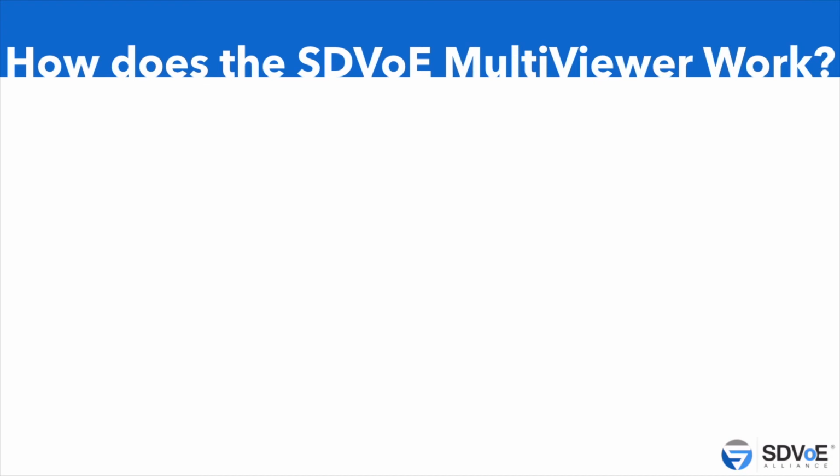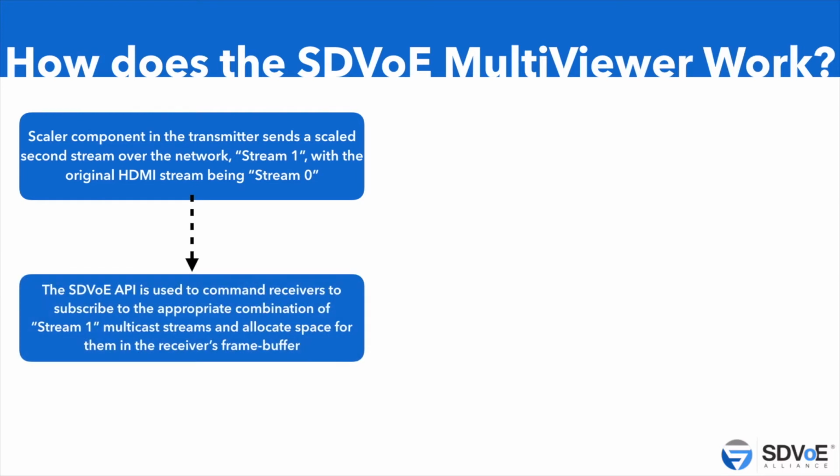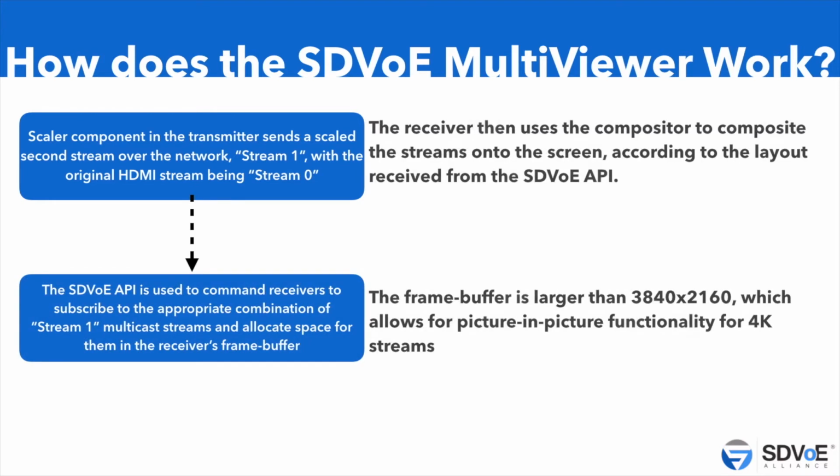What happens is the scaler component in the transmitter sends a second stream out over the network called stream 1, and this stream is scaled down from the original stream, which is stream 0. The SDVoE API is used to command and control receivers to subscribe to the appropriate combination of stream 1 multicast streams and allocate space for them in the receiver's frame buffer. Then the receiver takes those streams, uses the compositor to composite the streams onto the screen according to the layout that is received from the SDVoE API. The frame buffer is actually a bit larger than 3840 by 2160, so that allows for picture-in-picture functionality.